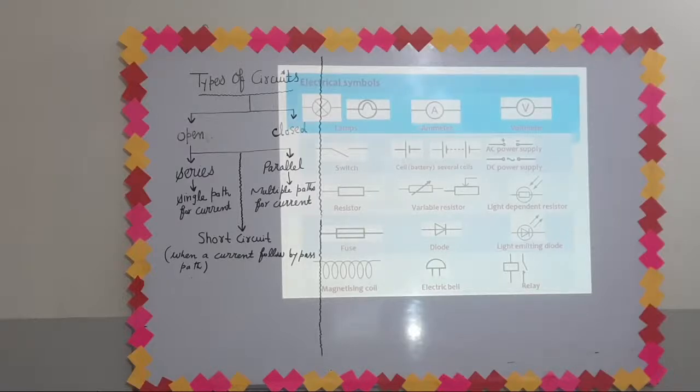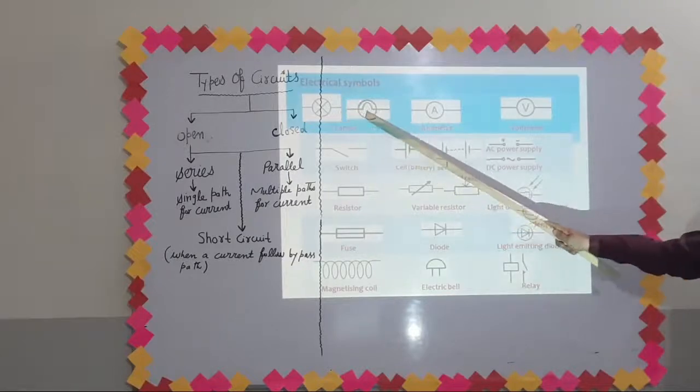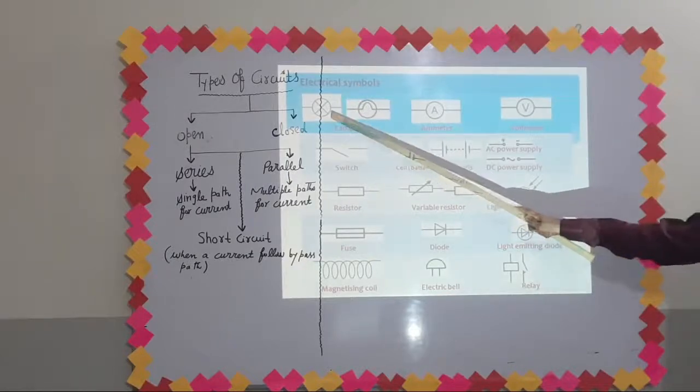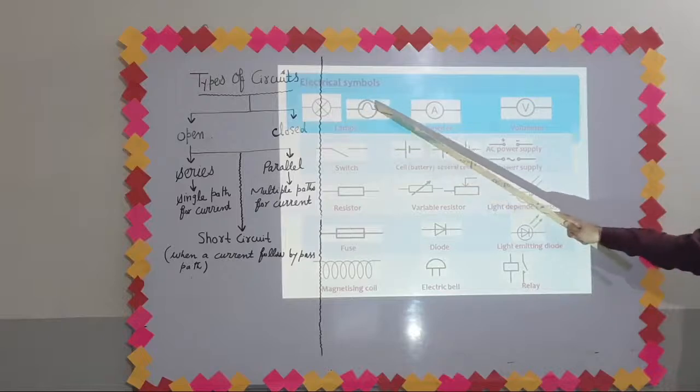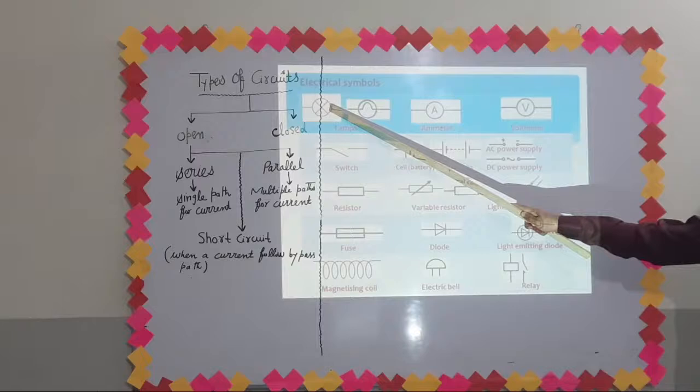Some electrical symbols have been shown on the slide, which are there in your textbook on page number 280. So let's make a start. These are the electrical symbols. These are symbols for lamp. You can use this one, and you can also use this one for lamp. Mostly this symbol has been used in past papers.